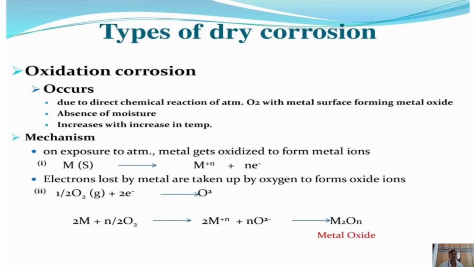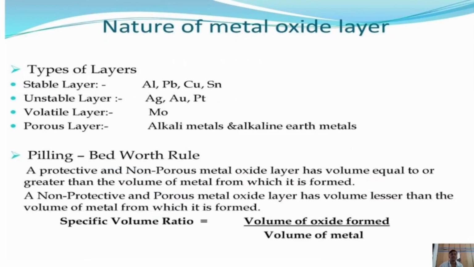Oxidation corrosion occurs due to direct chemical reaction of atmospheric O2 with the metal surface, forming metal oxide. In the absence of moisture, it increases with increase in temperature. On exposure to the atmosphere, the metal gets oxidized to form metal ions. Electrons lost by the metal are taken up by oxygen to form oxide ions.